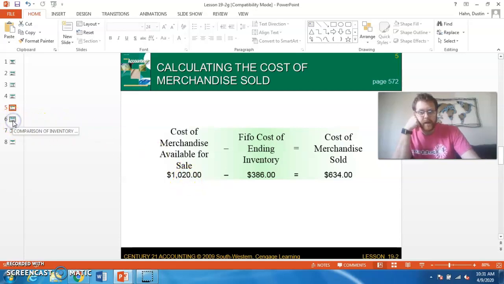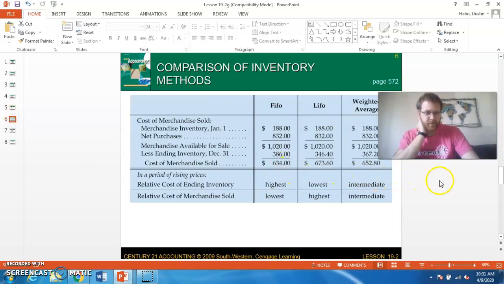Okay. Next, here's your comparison between the three different ones. If you use FIFO, again, these are the same numbers that we just used on the previous slides. Here's what it all looks like. Merchandise, this is how much you had at the beginning of the year. Your merchandise is 188. Here's how much you bought throughout the course of the year, 832. This is how much you had available for sale. All you had to do is add those two up. That's how much you had on sale. That 1,020 you saw already on the previous slides.